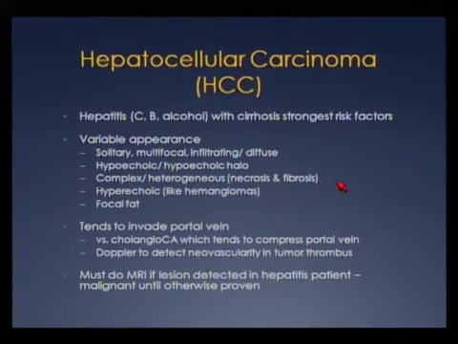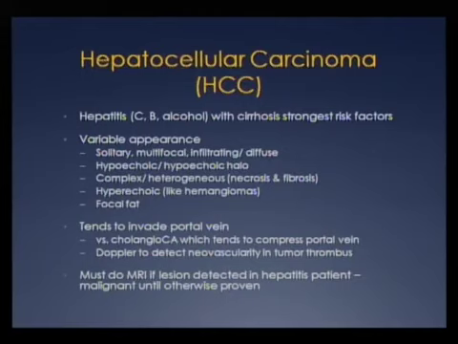Now this is a bit of a busy slide, but this is to illustrate the importance of recognizing potential foci of hepatocellular carcinoma. The biggest risk factors are hepatitis and cirrhosis. Now the HCC can be very variable in its appearance on ultrasound and MR. It can be solitary, it can be multifocal, or it can be infiltrating. And these infiltrating types are very often difficult to see by ultrasound or MRI.